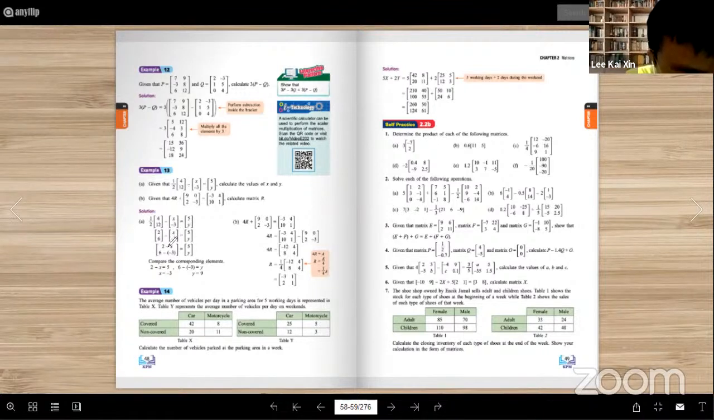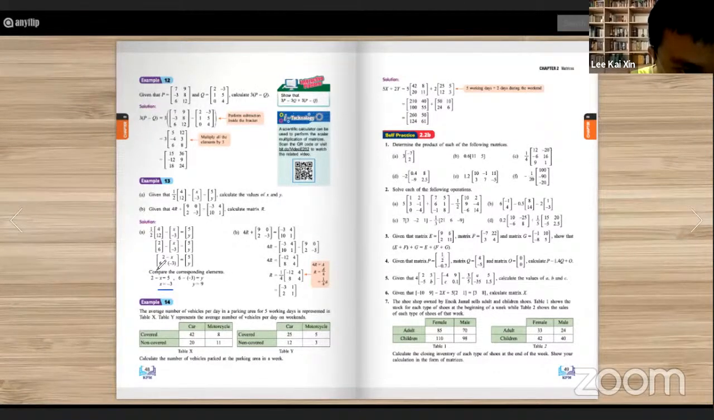So this one you get 2, 6 minus x -3 equals to 5 over y. So 2 minus x equals to 5, and then x equals to -3, and then 6 minus -3. So you get 6 plus 3 equals to y. So your y is 9.